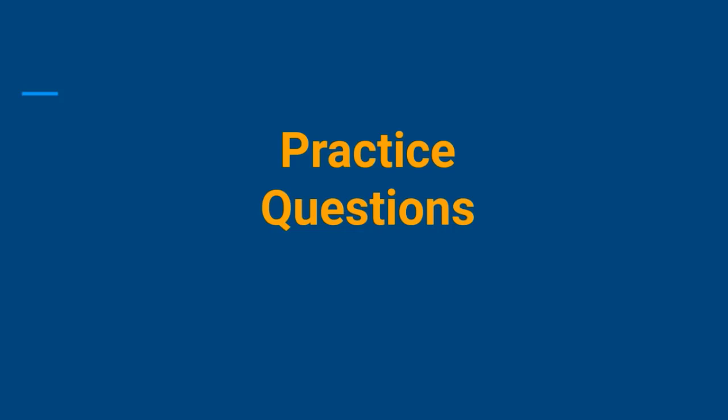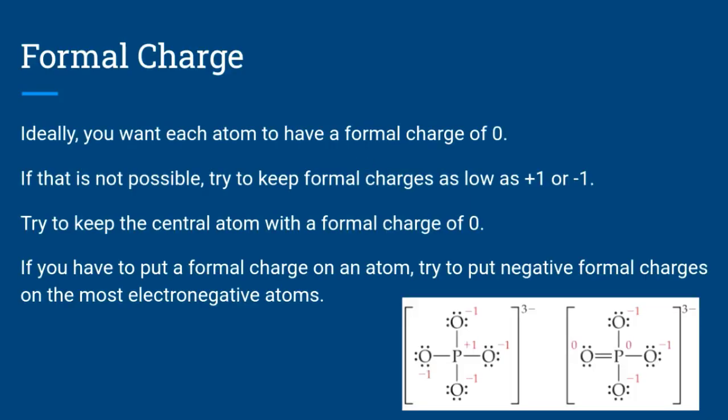Middle element should be 0 if you can, yes. So P has an expanded octet. Yes, it does, and that is because it's in the third period and below. So it can have more than 8 electrons.